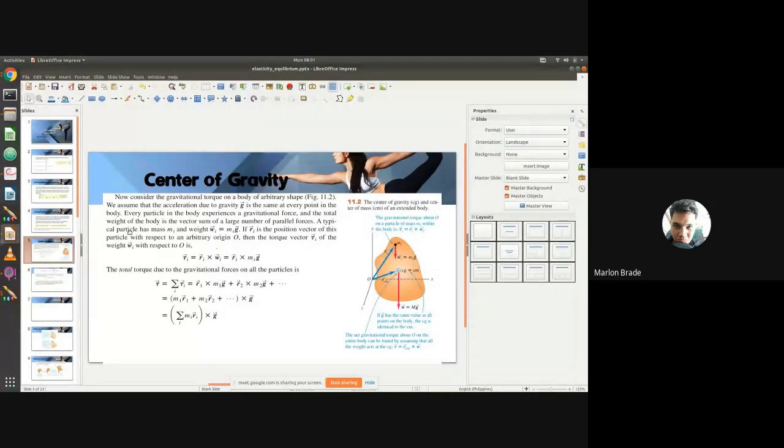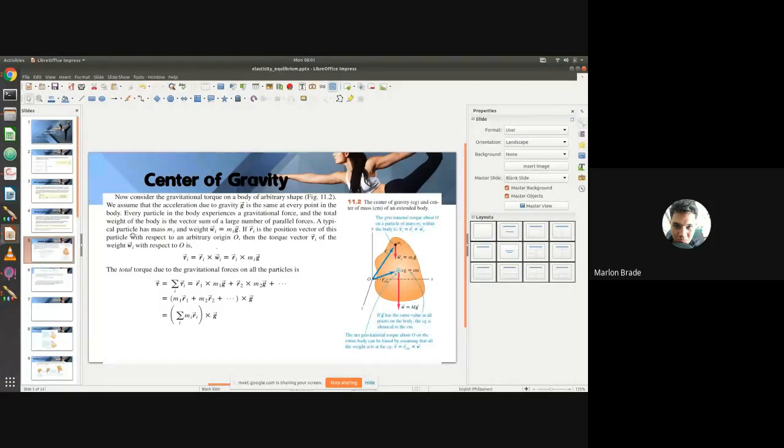So what it says here is that the acceleration due to gravity g, remember, is a vector quantity. It is the same at every point, which means that at any given point the magnitude of g is the same and also the direction, since it is a vector. The g vector is the same at every point. Every particle in the body experiences a gravitational force, and the total weight of the body is the vector sum of a large number of parallel forces.